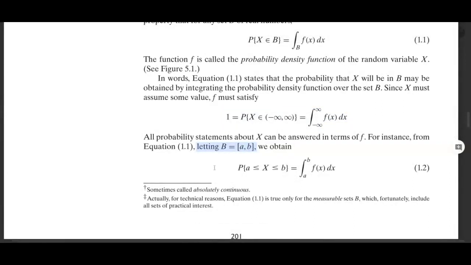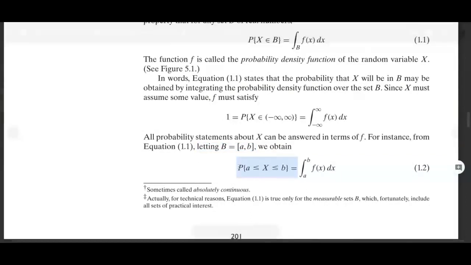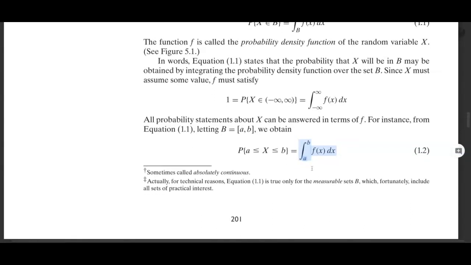For instance, letting B be a closed interval from a to b, we obtain this probability, right? The probability that X goes from a to b, including the boundary points, equals the integral of this. It's not too strange, right? Except for the integration sign, everything else is understandable. It's similar to the discrete world. The concepts are similar.